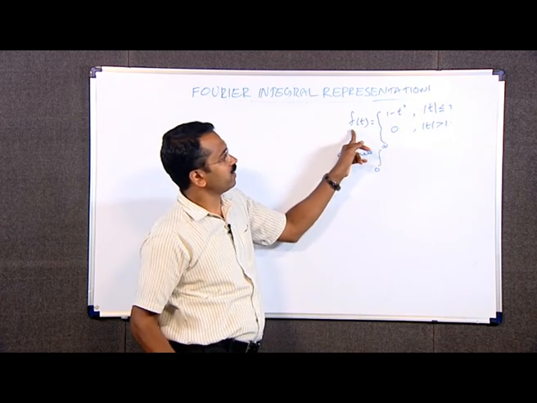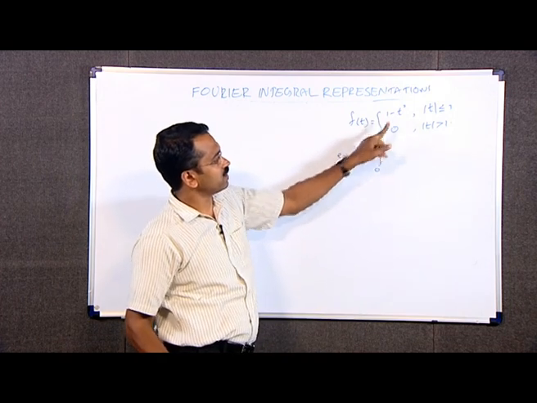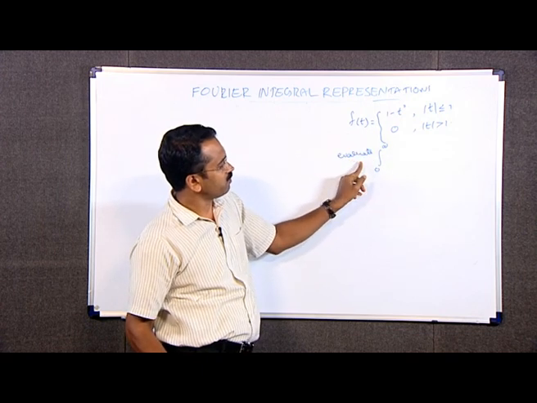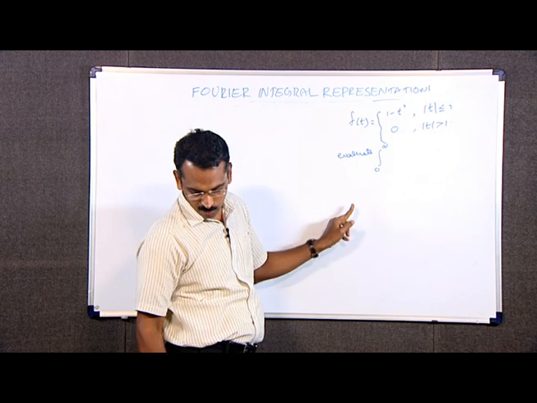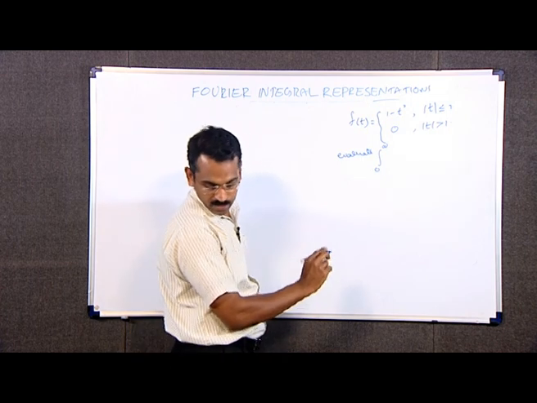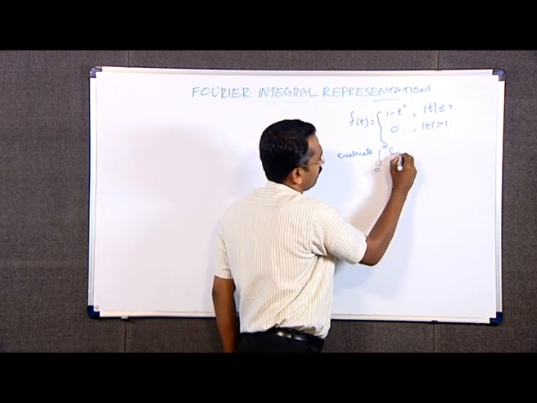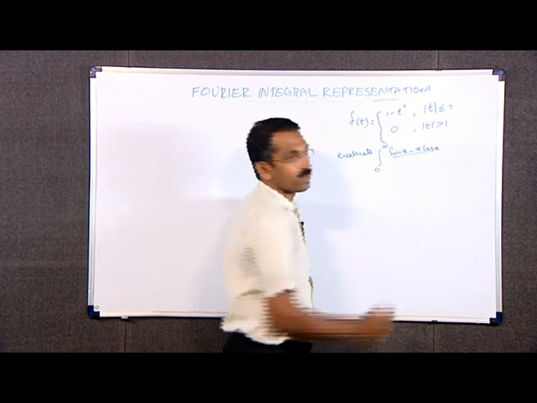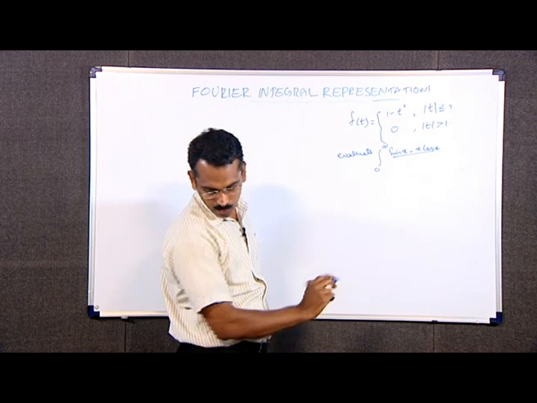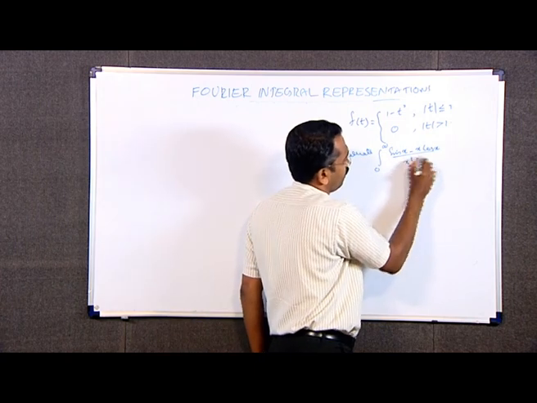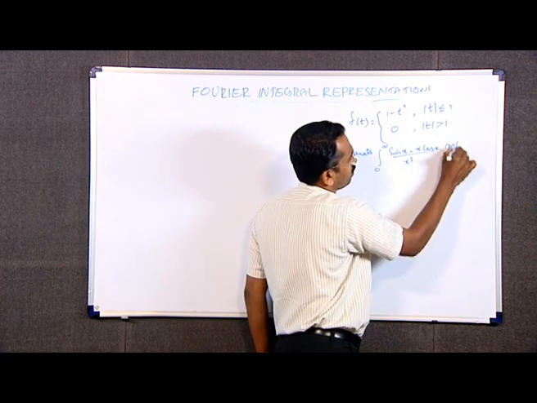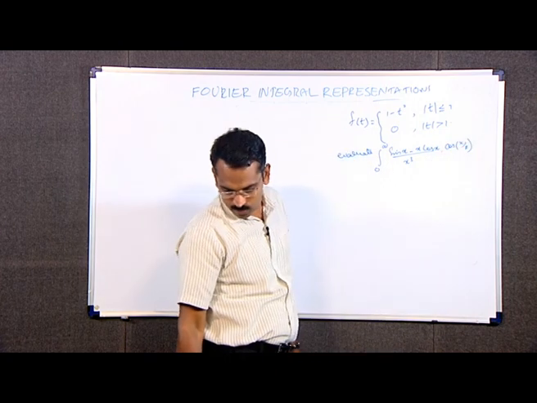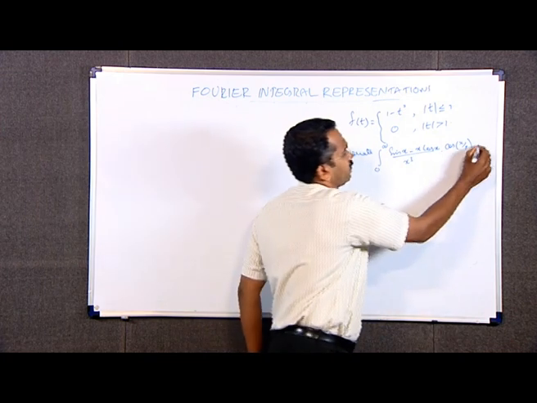After finding the Fourier integral representation of this function using the representation, we have to evaluate integral from 0 to infinity of sin x minus x into cos x divided by x cube into cos x by 2 dx.